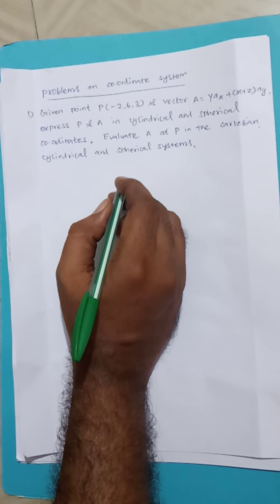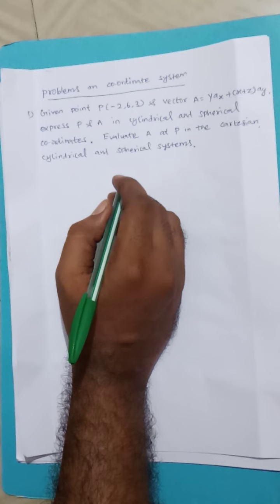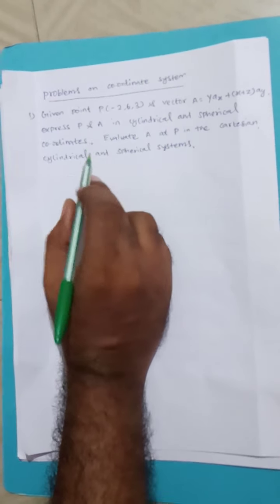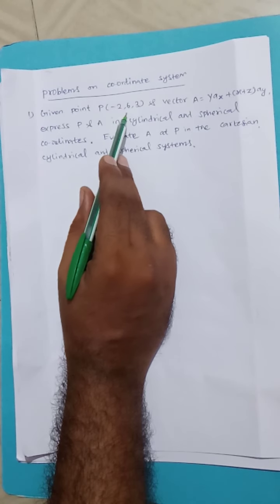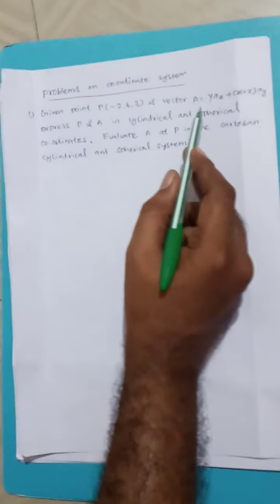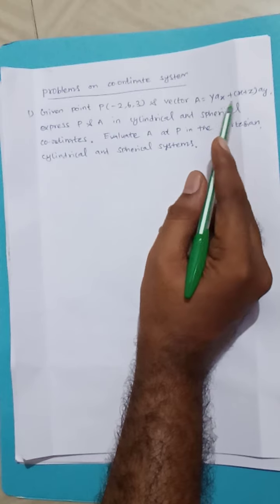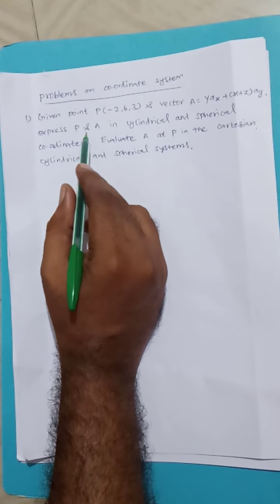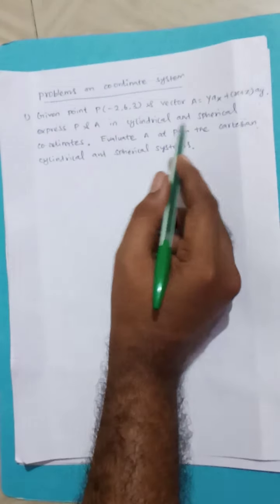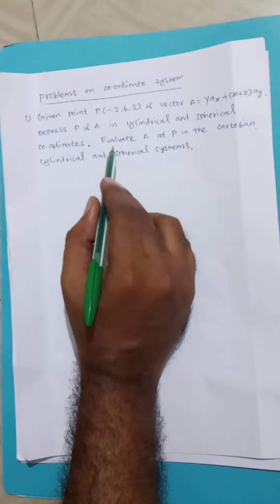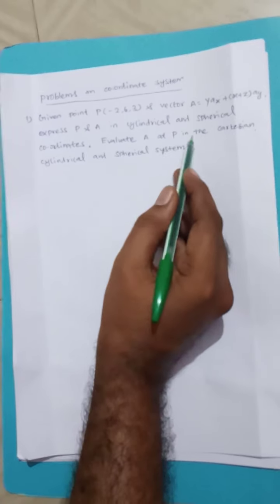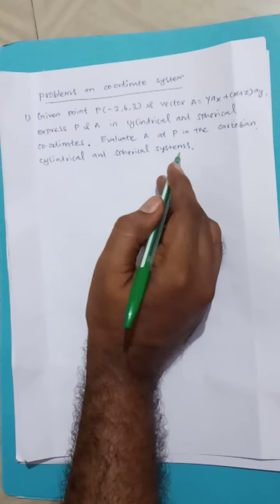Good morning, students. So today we'll see one problem from Unit 1, especially on the coordinate system. They are given point P(-2, 6, 3) and vector A equal to y a_x plus (x plus z) a_y. Express point P and vector A in cylindrical and spherical coordinates. Also evaluate A at P in the Cartesian, cylindrical and spherical coordinates.